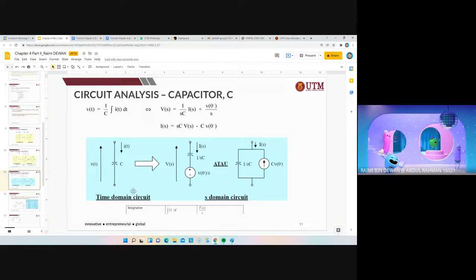Similarly, for the time domain, this is for capacitors. You can solve it whether in a series connection or a parallel connection; you can choose which one. So for V(s) here is 1 over sC times I(s), and then this one is v naught over s. So this is the series connection, and this is the parallel connection. This is the equivalent circuit in the Laplace domain of our time domain.